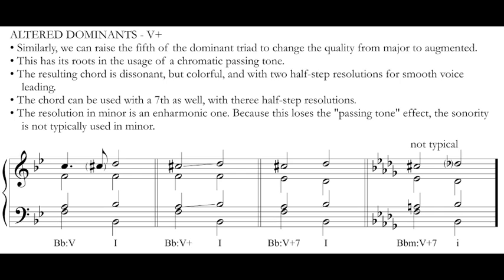And so this is a common usage as well. It's, again, a very rich chromatic chord. The resolution in minor is a little bit odd. The resolution in minor is an enharmonic one. That C sharp wants to resolve to D flat in the tonic triad, and those are the same sounding pitch even though they look different. We lose that effect of the chromatic passing tone of moving from the true fifth of the chord to the third of the next chord. And so we don't really find the augmented dominant chord in minor. Instead, we typically see this chord in major.